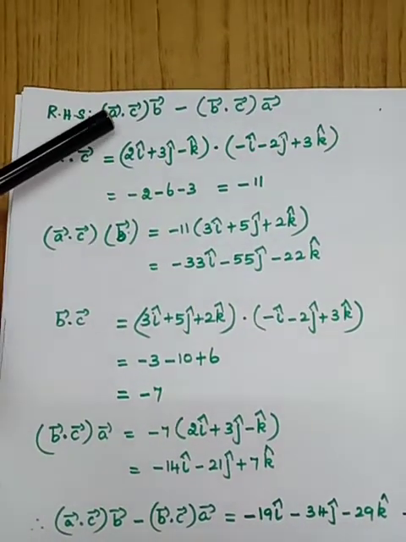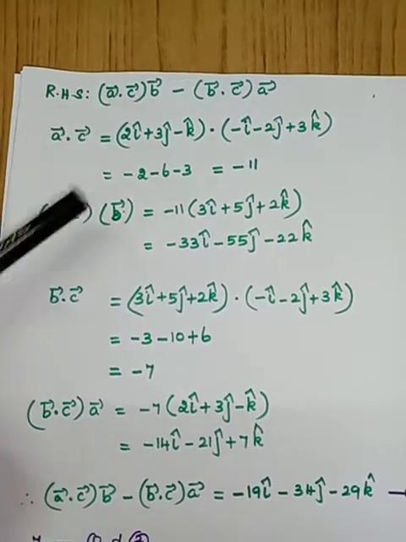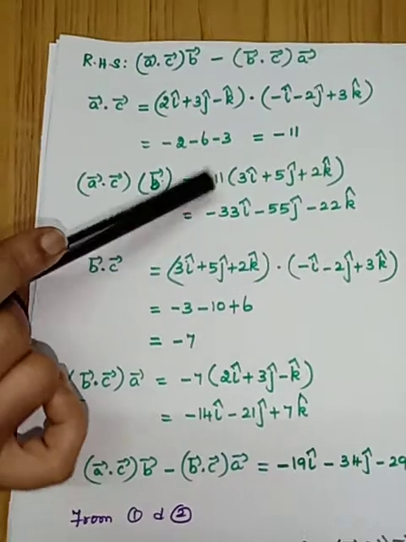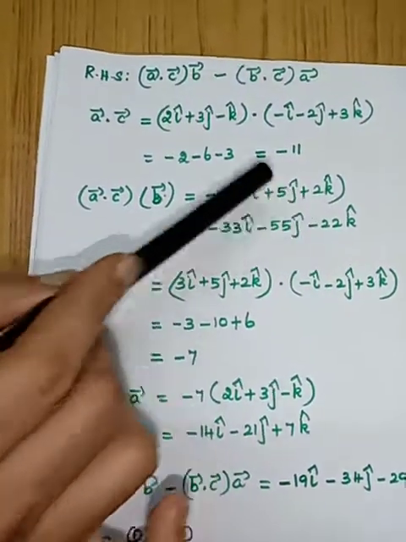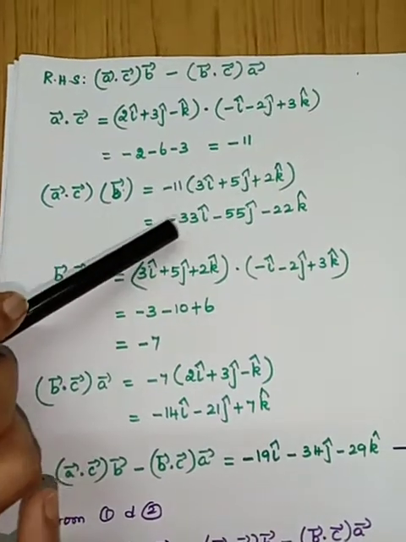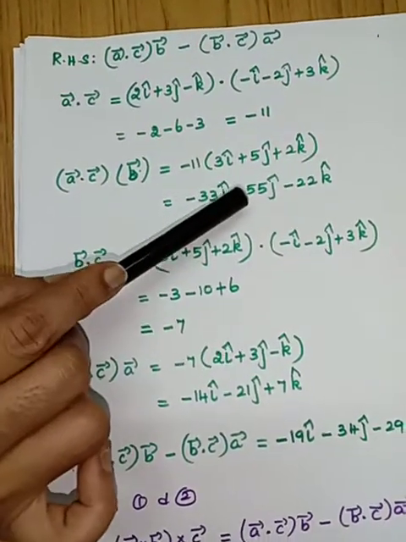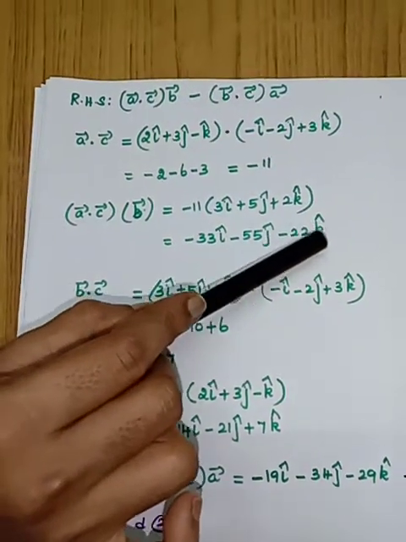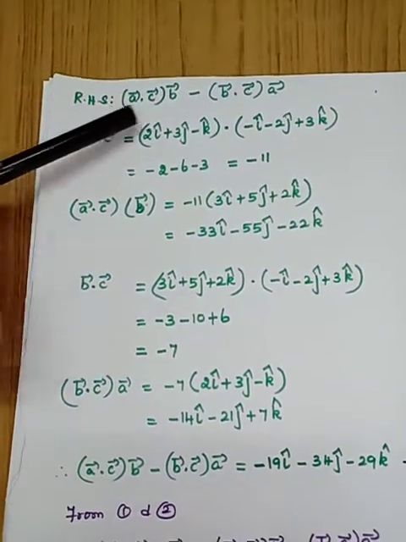So what is the term here? A dot C into B vector. So A dot C is a number, it's minus 11 into B vector I have written. So it's a scalar multiplication. So minus 11 into 3, minus 33 I cap, minus 11 into 5, minus 55 J cap, minus 22 K cap. So first term I have completed.